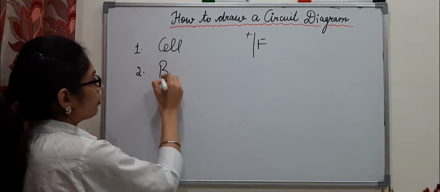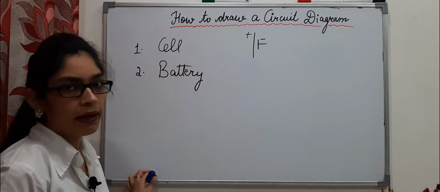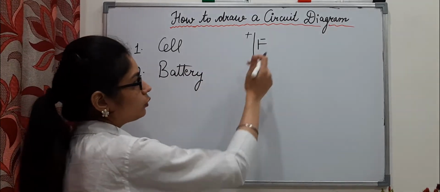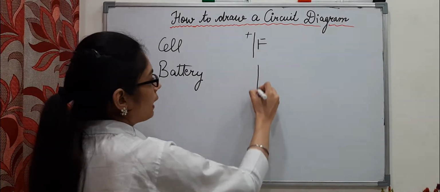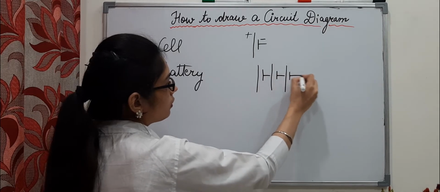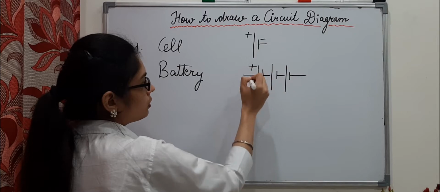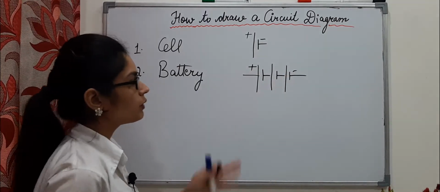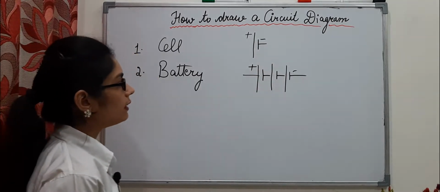Now we have battery. When you take two cells together, 2 or 3 cells or more than that, it will become battery. So we'll represent it like this. See, this is one cell, this is one cell, this is one cell. So in this way, this is positive, again this is negative. Bigger line is the positive terminal, smaller line is the negative terminal.